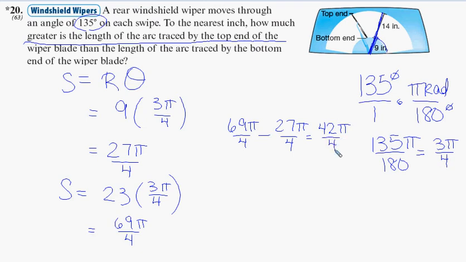Now we can simplify. Or you can just do the math and enter it into your calculator, either way. But when you multiply 42 times pi and divide it by 4, I'm going to let you figure that out. Don't forget that it's to the nearest inch.